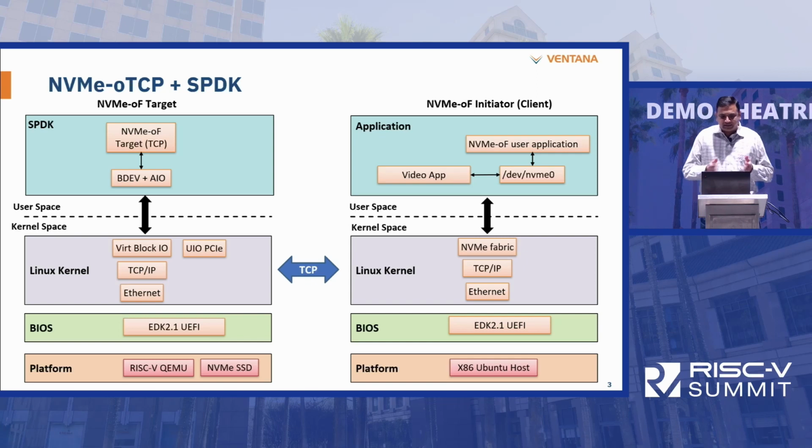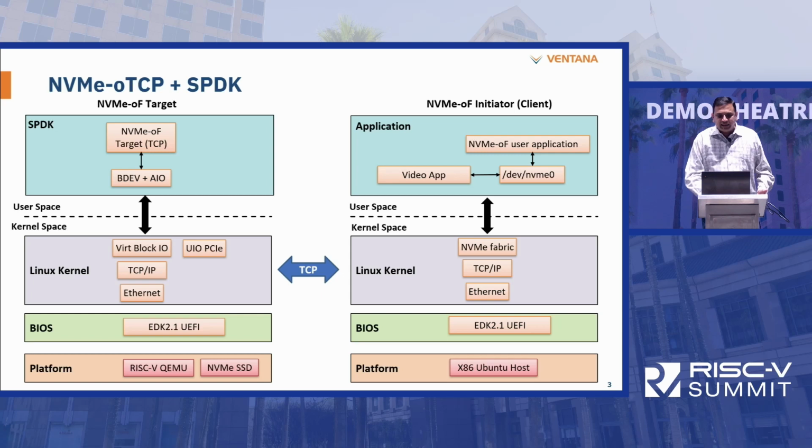So going to the stack itself, what does the software stack look like? Here is the software stack for the first demo, which is NVMe-oTCP with SPDK. The right side is a typical NVMe over Fabric initiator or client, and that runs on a regular x86 Ubuntu laptop or Ubuntu machine. The stack there looks very traditional. It's got an EDK 2.1 BIOS, runs Linux on top, and then on top there is a user space application that is just going to stream a video.